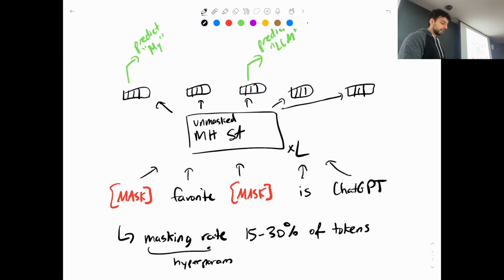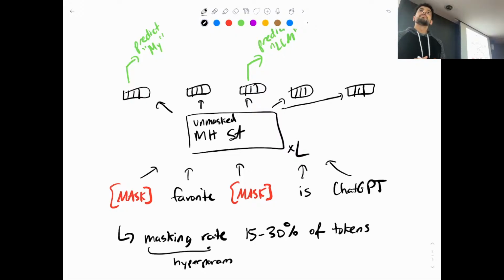Like right now, if I have blank favorite blank as ChatGPT, the model has to know a lot about ChatGPT and what ChatGPT is. It's a language model, so maybe LLM is something reasonable to fill into the mask, right? So it does require encoding some world knowledge into the parameters in order to do well at this task.